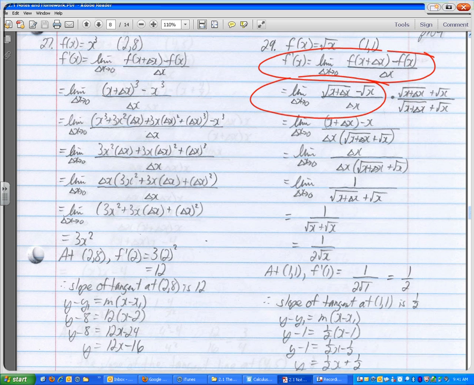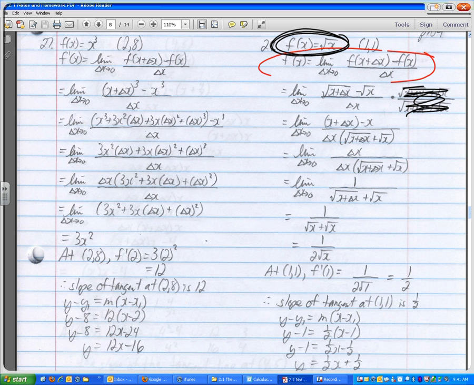So there's our definition. Now, limit as delta x approaches 0 of f of x plus delta x. So you go to f of x, and every time you see an x, you put in an x plus delta x. So that'd be the square root of, you see an x, so put in x plus delta x. So that's f of x plus delta x.